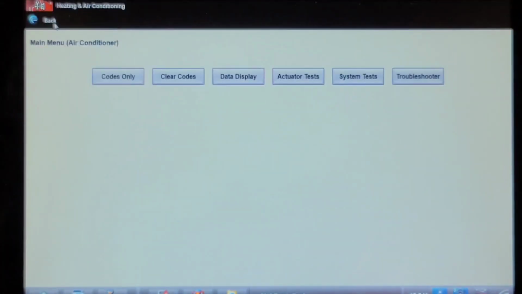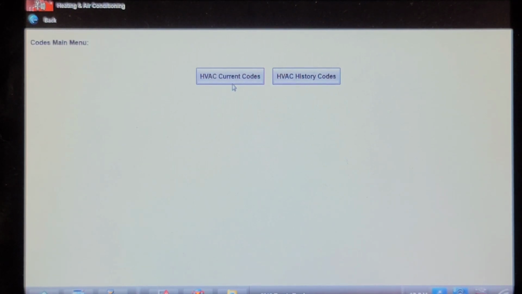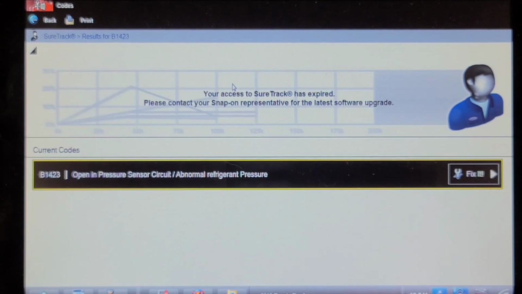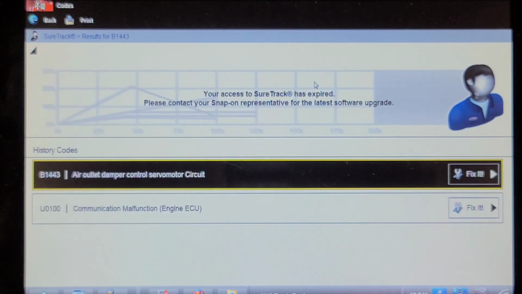Let's look at the codes in this. It says there's 3 codes in there. Current codes: open in pressure sensor circuit. About history codes. Okay, those are the other 2. Just the way Snap-on breaks out this.